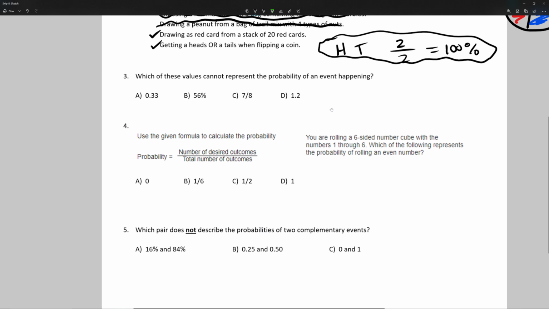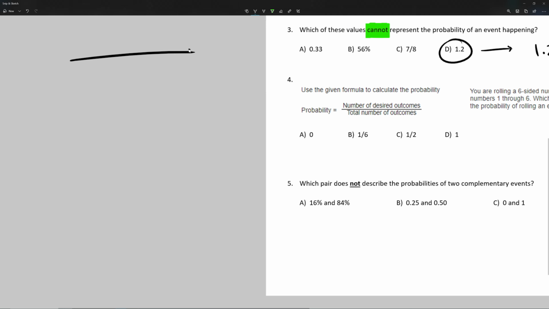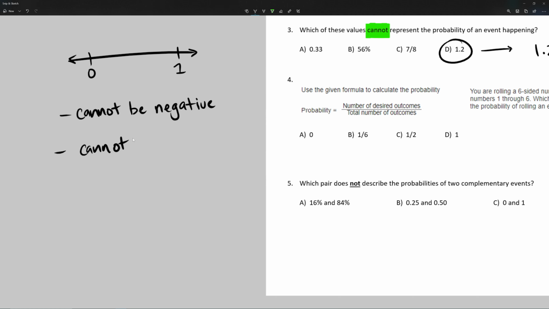So let's keep moving. Which of these values cannot, keyword cannot, represent the probability of an event happening, right? Well, I'll just tell you the answer. The answer is 1.2, and the reasoning is that 1.2 is greater than 1. So remember our spectrum, right? We're between 0 and 1. This implies that it cannot be less than 0. That is to say, we cannot have negative probability. That doesn't make sense. And it also cannot be greater than 1. And I'll show you, it can't be more than 1.